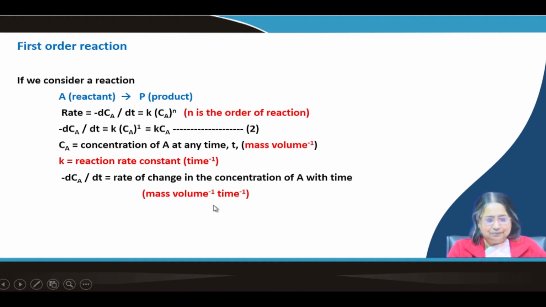I already explained that rate has the unit mass per volume per time. You see here K, this Ca term, Ca means a concentration term, will go away. So, it will be time inverse. So, K is the reaction rate constant, which is nothing but the time inverse. This is very important to remember for first order reactions. Time inverse.